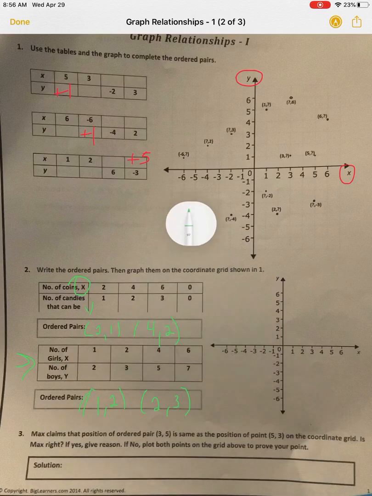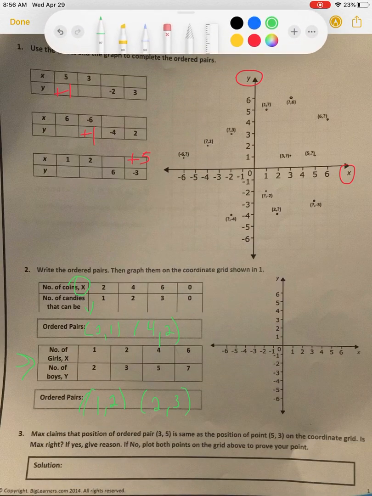Let me move this up so we can take a look at number 3. Max claims that the position of ordered pair 3 and 5 is the same as the position of ordered pair 5 and 3 on the coordinate grid. Is Max right? If yes, give reasons. If no, plot both points on the grid above to prove your point.